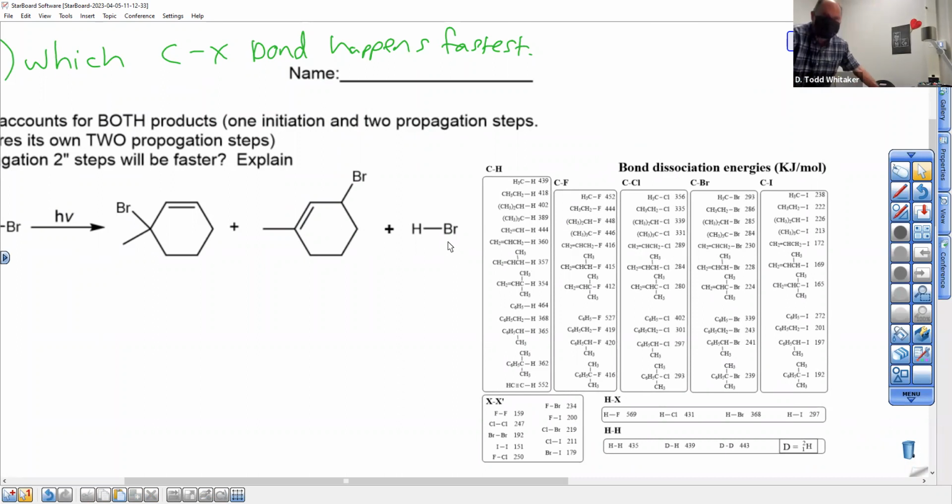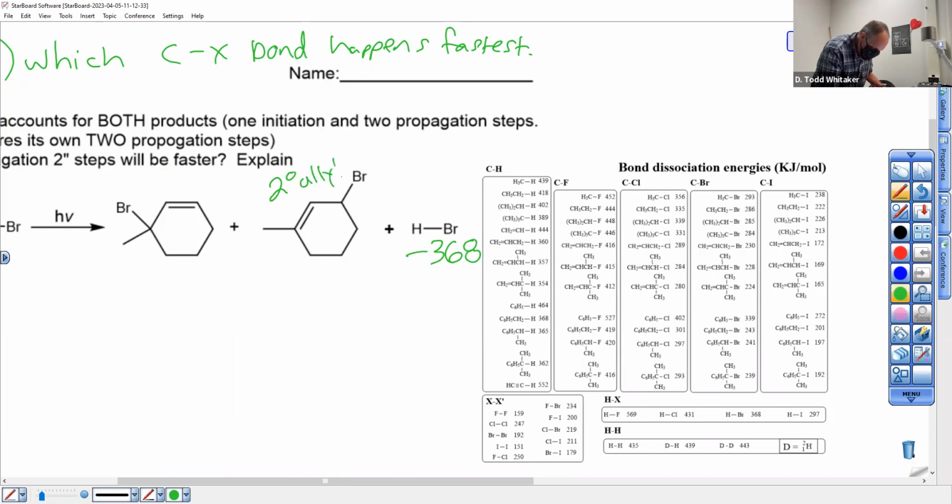How about HBr since it's over here? Question 1, is it going to be a negative number or a positive number? Because that's a new bond. Negative. And what's the actual number? Is it negative 368? This one is secondary allylic, everybody. This one is tertiary allylic.